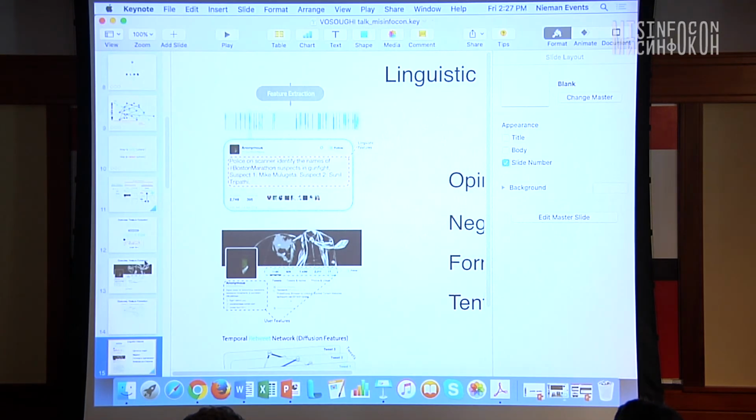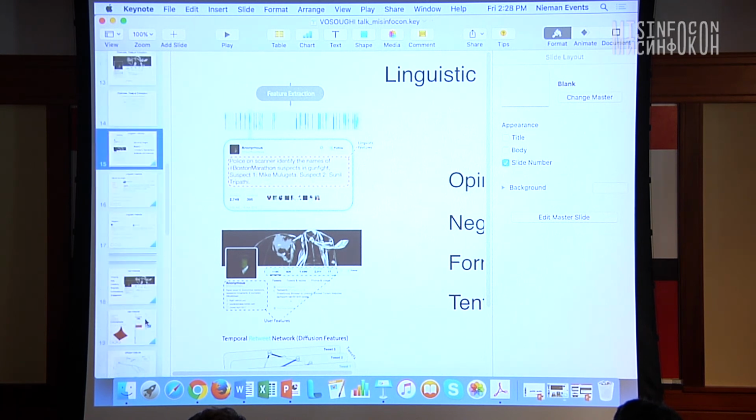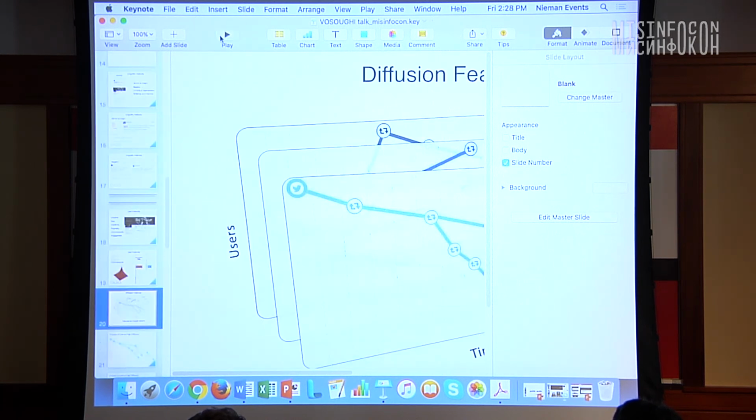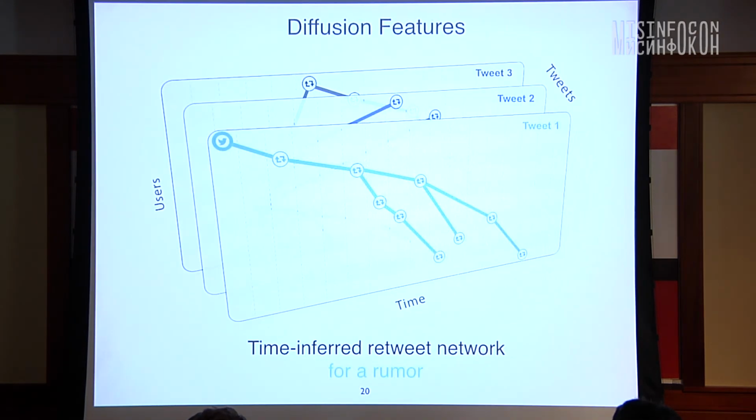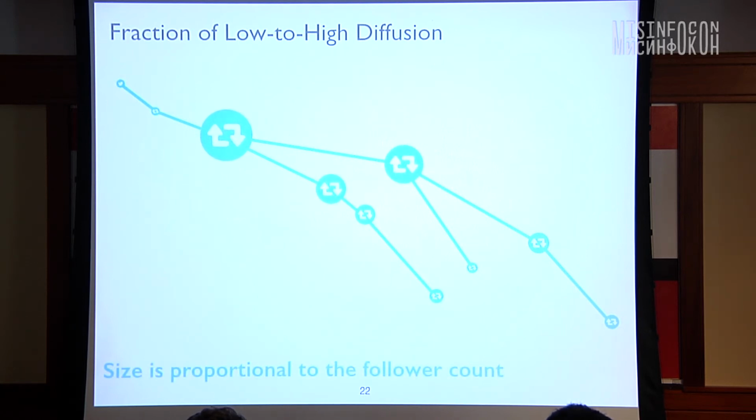So I'm just going to skip a few slides for the interest of time, and just give you one example of a diffusion feature and why it might be predictive of whether something is true or false. So let's say this is an example of a tweet and its retweet over time. If you scale the nodes, so each node corresponds to one person retweeting that tweet, based on the number of followers that person has, so if the person has a lot of followers, their node is bigger.